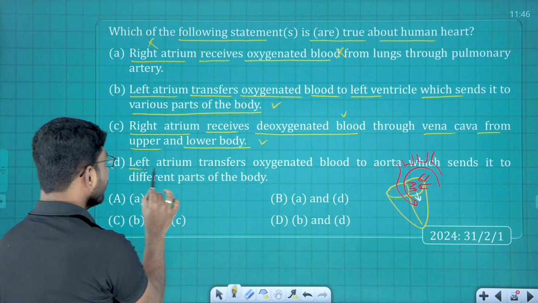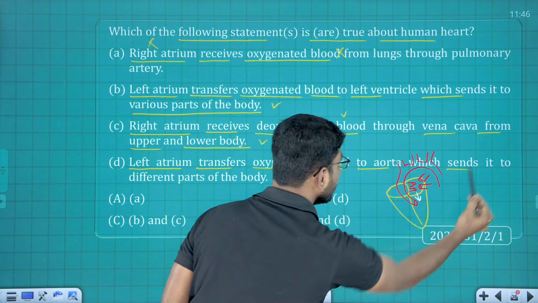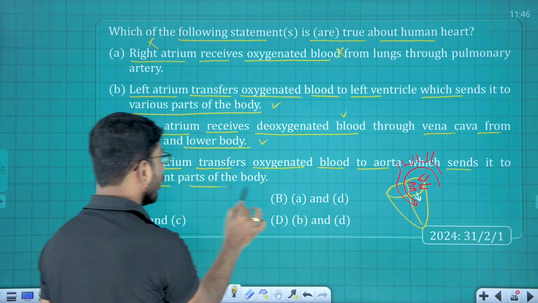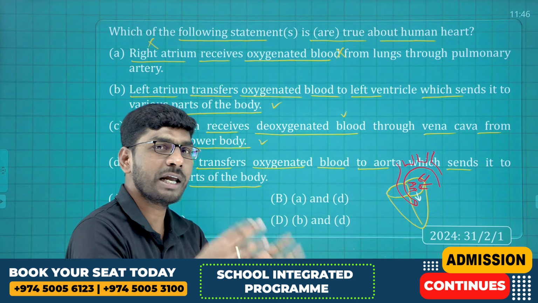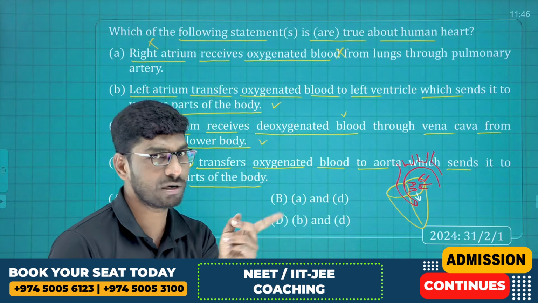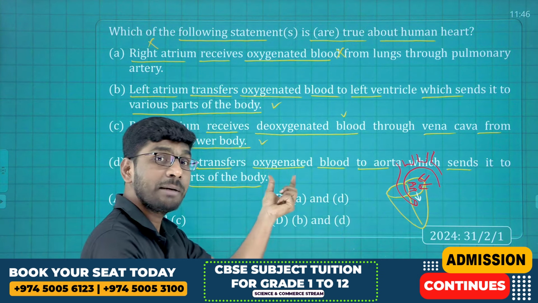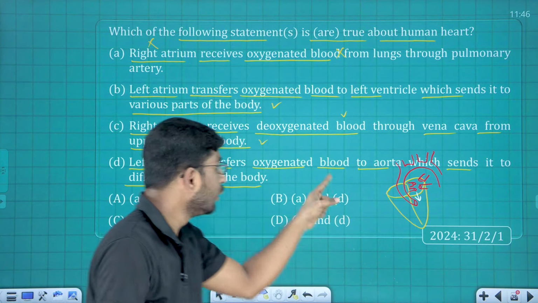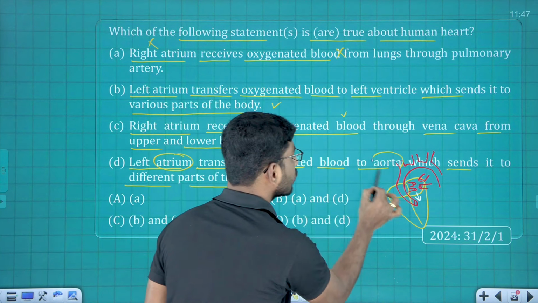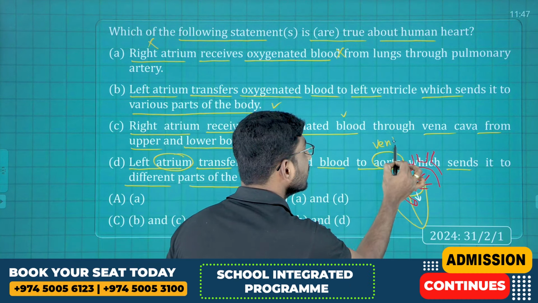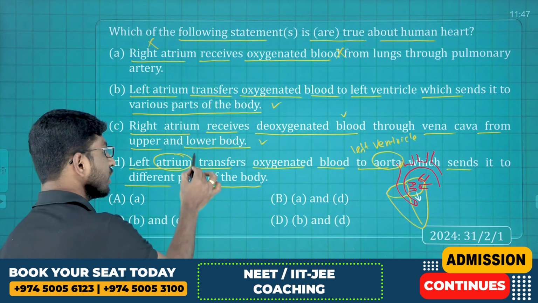Fourth statement, left atrium transfers oxygenated blood into the aorta, which sends it to different parts of the body. Left atrium or left ventricle, students? Left ventricle, not left atrium. Left atrium transfers oxygenated blood to the left ventricle, not to the aorta. So here what is given? Left atrium transfers oxygenated blood to the aorta. It's not the aorta, it's into the ventricle. Which ventricle? Left ventricle. So this statement is also not correct.